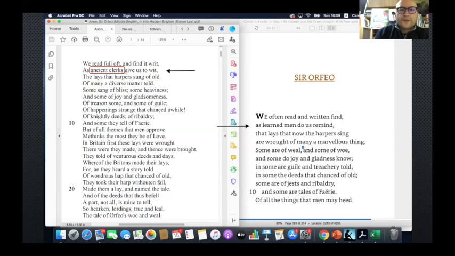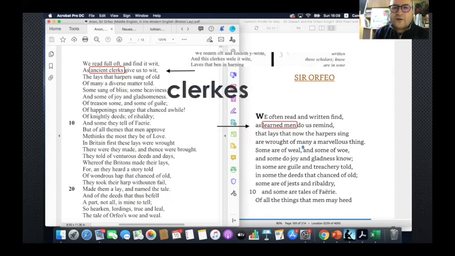So looking at how Weston translated this line, she said, "As ancient clerks give us to wit," and you see learned men there. So ancient clerks and learned men are two different ideas, and we learned from the Laskaya Salisbury text in the Middle English. You can see the line there that clerks means scholars.